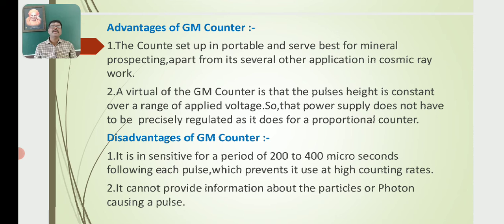Second, it cannot provide information about the particle or photon causing a pulse. That means the GM counter does not give an idea about the type of radiation entering the tube of the GM counter. So these are the disadvantages of the GM counter.